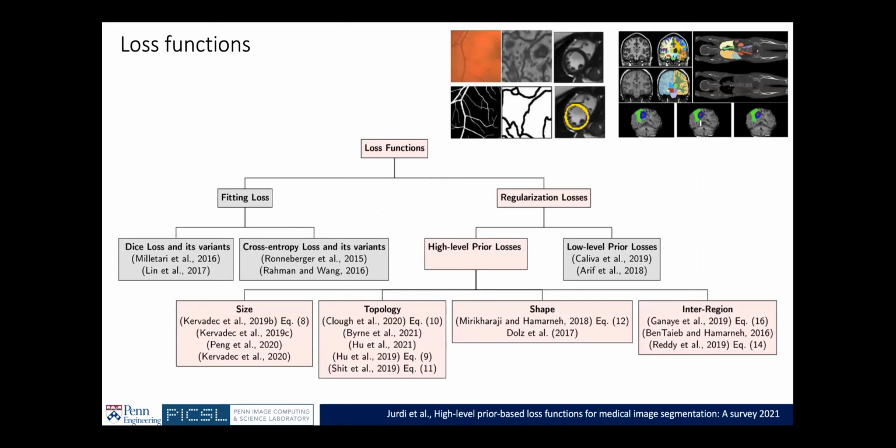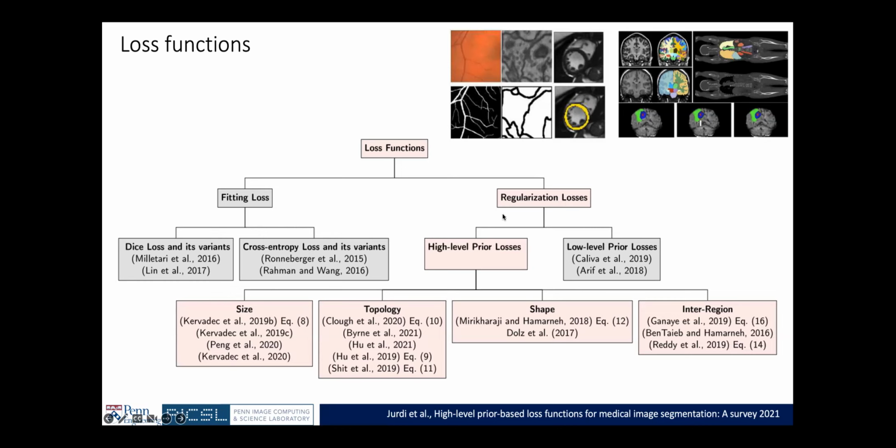So this particular slide takes care of whatever you have to know about how loss functions have been used in the literature. You can think of loss functions in two different ways. One is called the fitting loss, and the other is called the regularization losses. In the fitting loss, you are already aware of dice loss and cross entropy loss. So anything that is related to the volume of the image can be divided into this category.